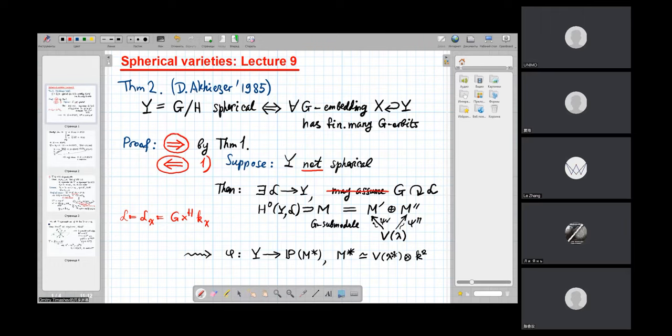This is what you have said. Okay. This is just by the criterion of sphericality that you can choose such an L equipped with the action of G. You are right. So, more questions or comments?